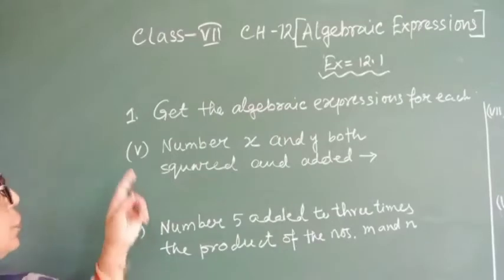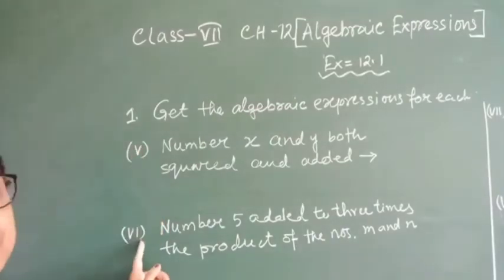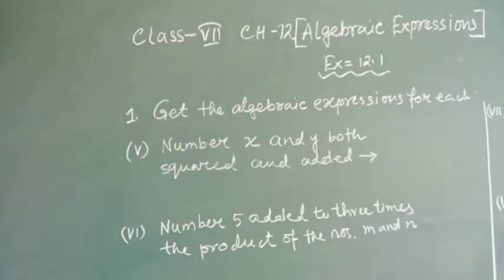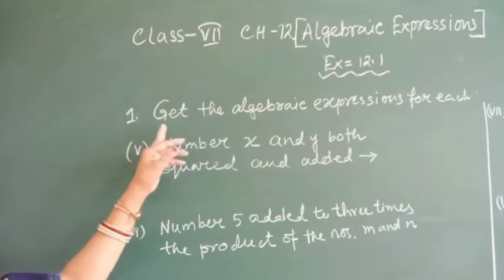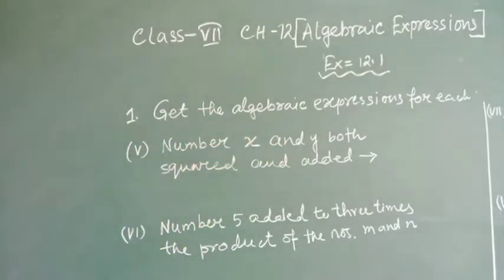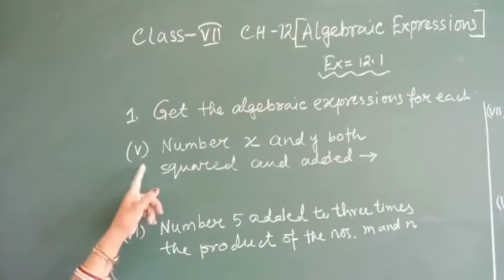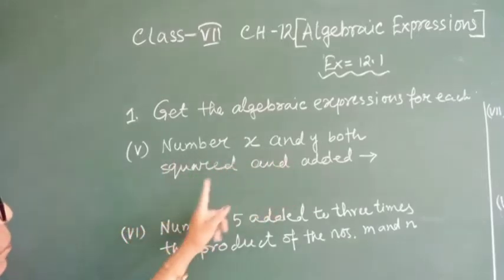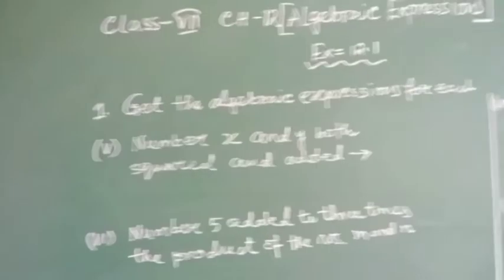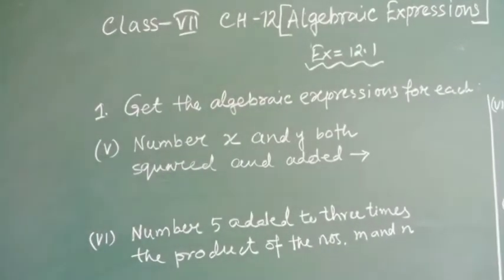Today we will do the remaining sums of question number 1 from exercise 12.1, chapter 12, algebraic expression. Question number 1: get the algebraic expressions for each of the statements. Question number 5: numbers x and y both squared and added.